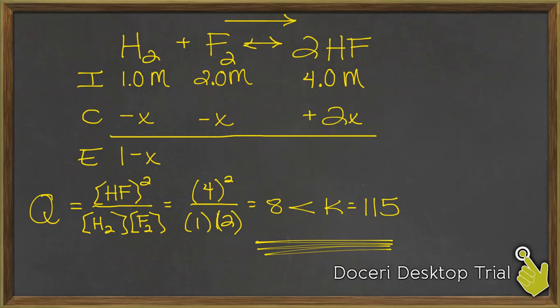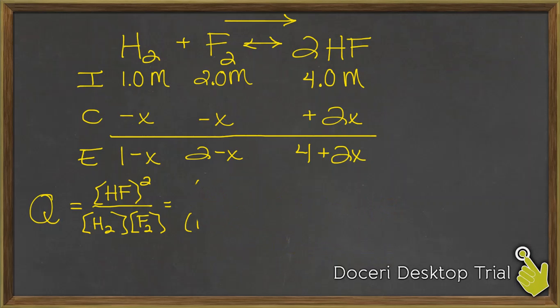Okay, so here's what we've got. 1 minus X, this is 2 minus X, and this is 4 plus 2X. Okay, now let me erase just a little bit of what I've done here before, because I don't think we need to see that. And now that I'm down on the equilibrium level, I'm going to change this to K. Now I don't have any numbers yet to plug in, okay? I haven't found a value for X at this point. So all I can do at this point is plug in these expressions.